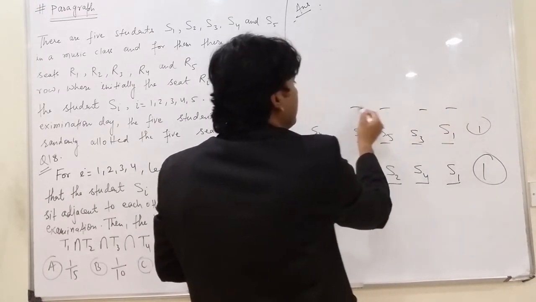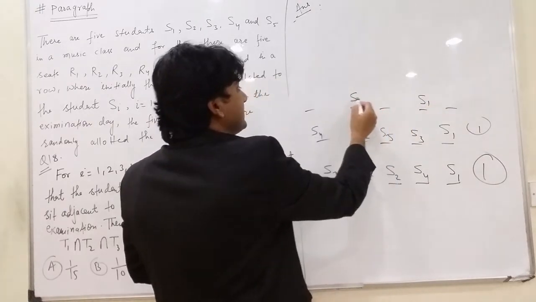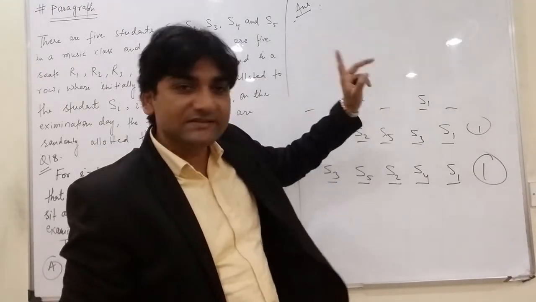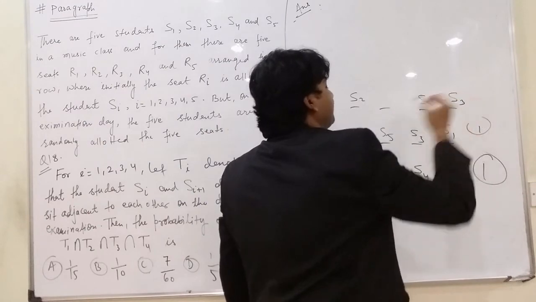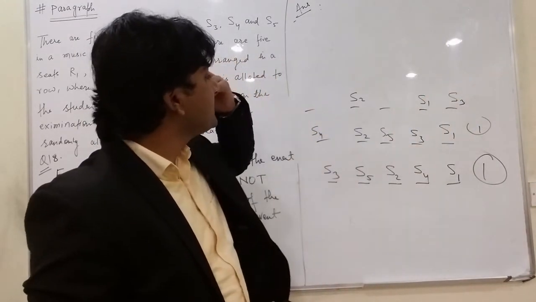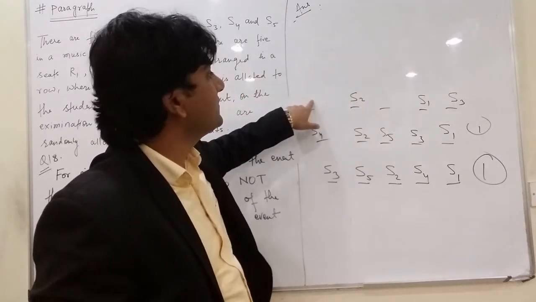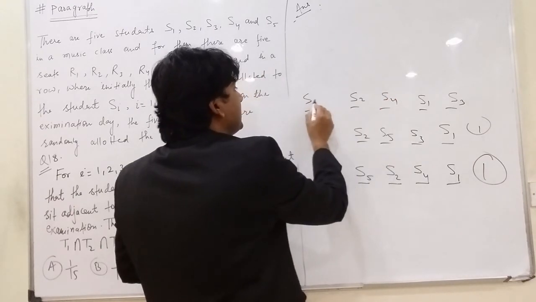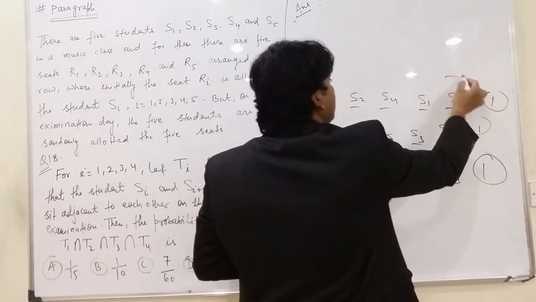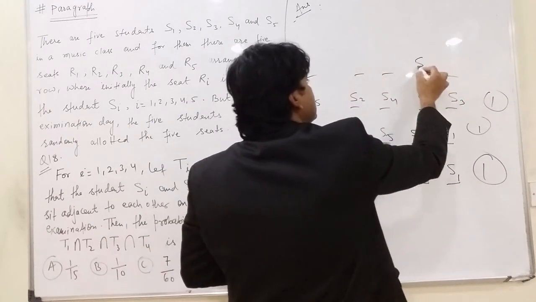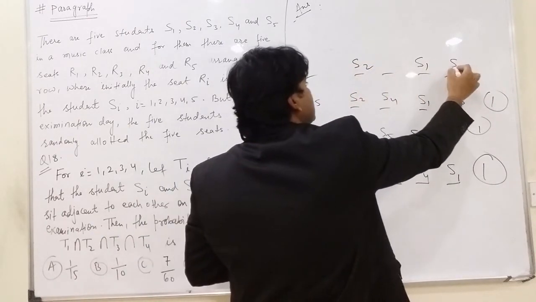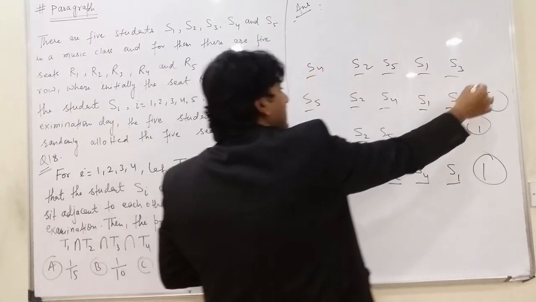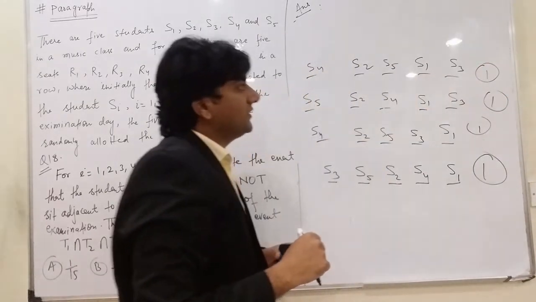Now 1, 2, 3, 4, 5. S1 is here and then S2 is here. Then I cannot give S3 this place as well as this place. S3 will be here. Now S4 I can give this one also and this one also. Yeah, S4 I can give here. Then S5 will be here. This is my third. Then 1, 2, 3, 4, 5. Again this is S1. This is S2. This is S3. S4 is here. Now I can give S5 here and S4 here. Right? This is my fourth possibility.